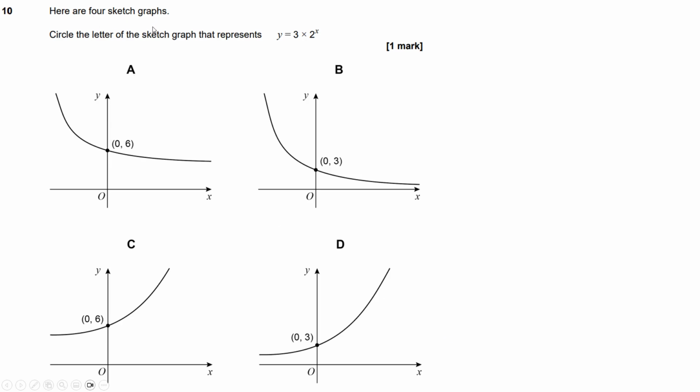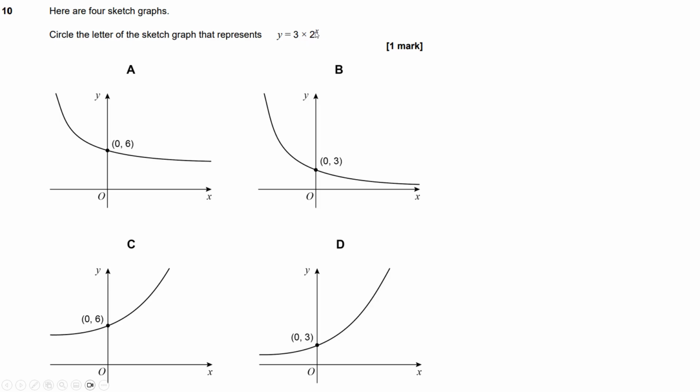Here are 4 sketch graphs. Circle the letter of the sketch graph that represents this. Okay, so this is an exponential. Whenever you have an exponential, the y-intercept will always be 1.